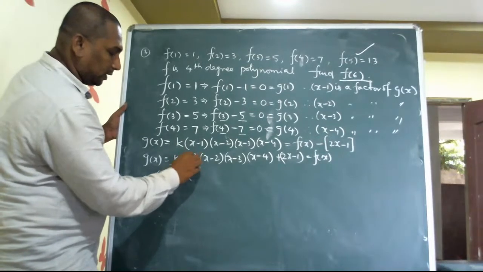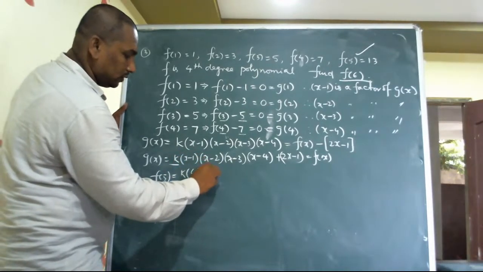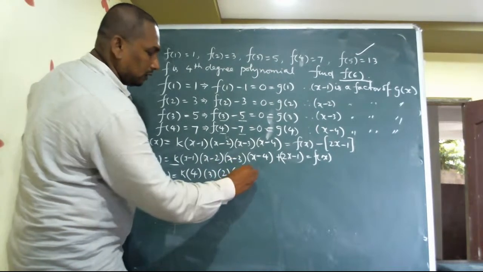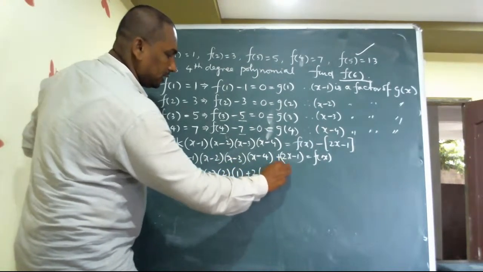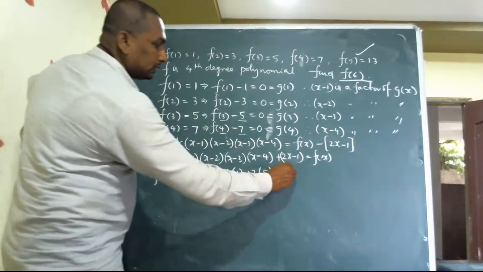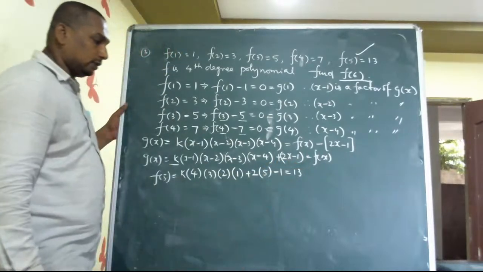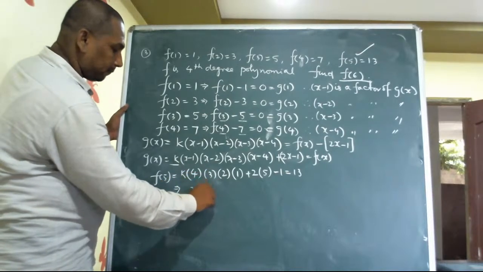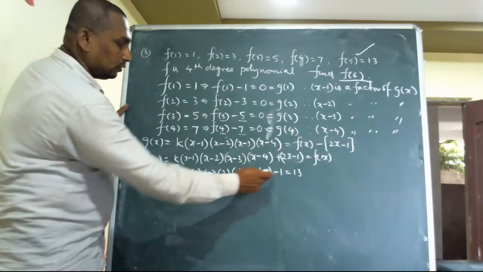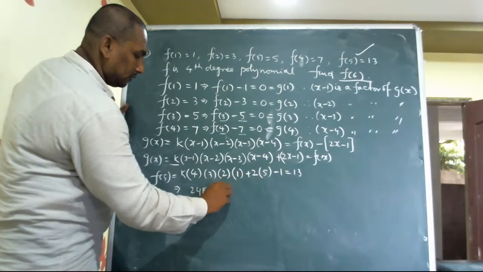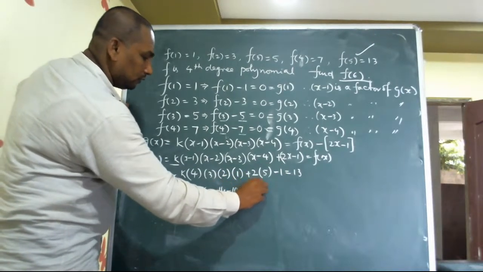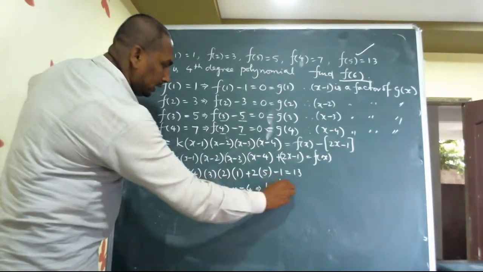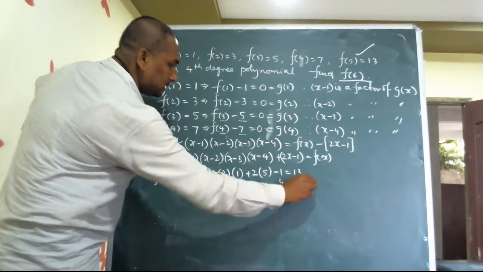8 times of (5 minus 1)(5 minus 2)(5 minus 3)(5 minus 4) plus 2 times of (5 minus 1) is equal to 30. So 24k is equal to 14 minus 10, which is 4. Then what is the k value? 4 by 1 by 6.